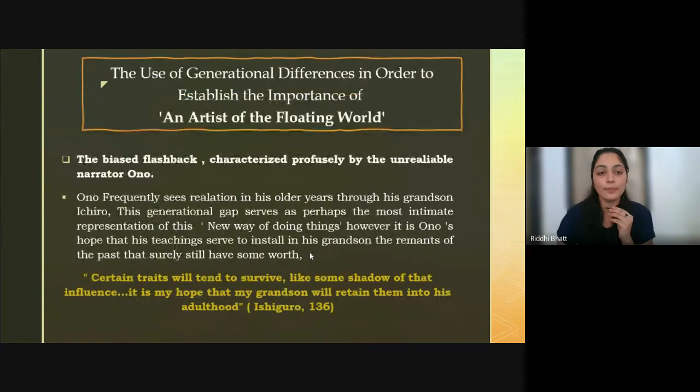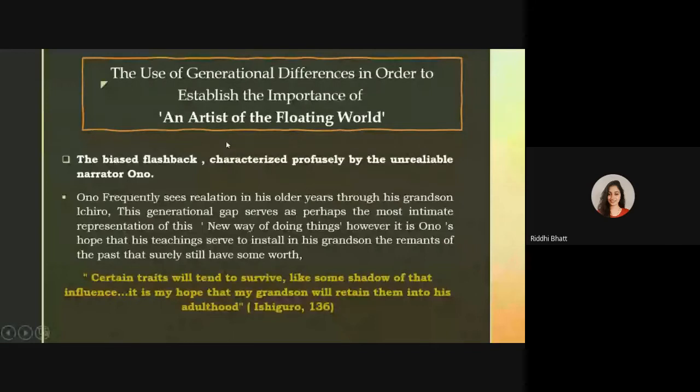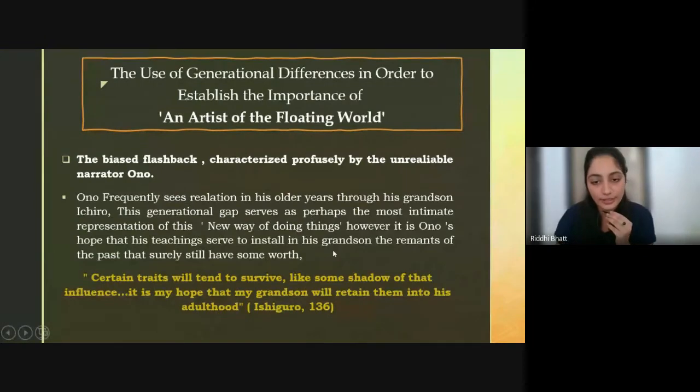And now our main topic, the use of generational differences in order to establish the importance of An Artist of the Floating World. The biased flashback is characterized profusely by the unreliable narrator Ono. Ono frequently sees relations in his older years through his grandson Ichiro. This generational gap serves as perhaps the most intimate representation of this new way of doing things. However, it is Ono's hope that his teaching serves to instill in his grandson Ichiro the remnants of the past that surely still have some worth.